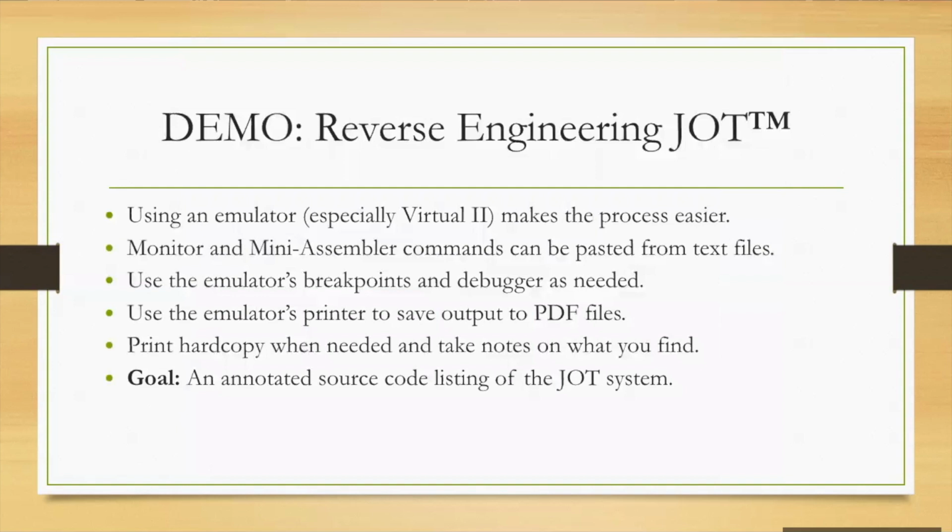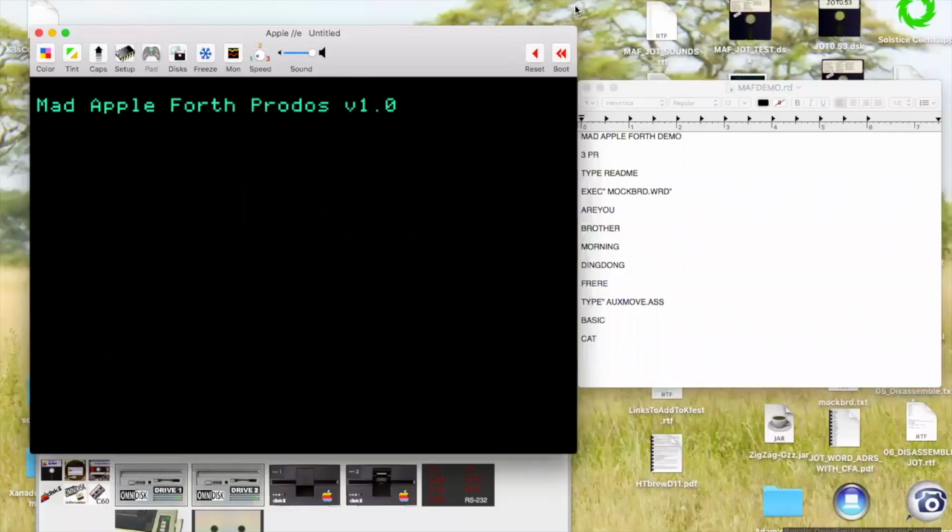Okay, so now let's try reverse engineering Jot. So I have text files that I'm gonna paste in, and I was using breakpoints and the debugger to understand some of the code, and yeah, you had to keep notes. So my goal was to get an annotated source listing of the Jot system, which I have done, and it is on GitHub. Okay, first I want to show you the demo of Mad Apple Forth.